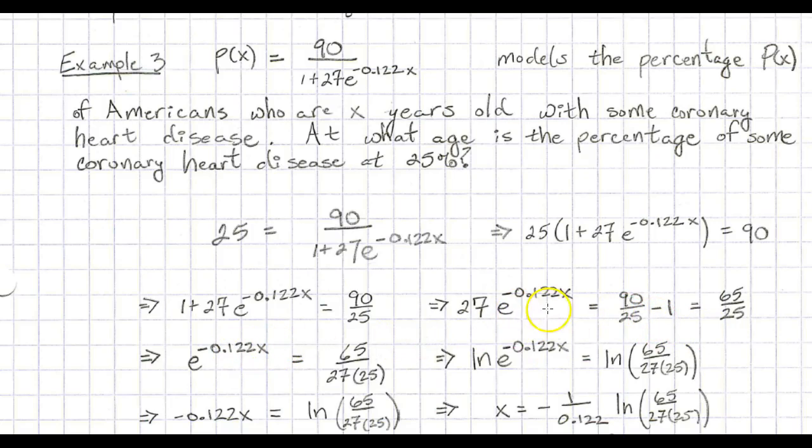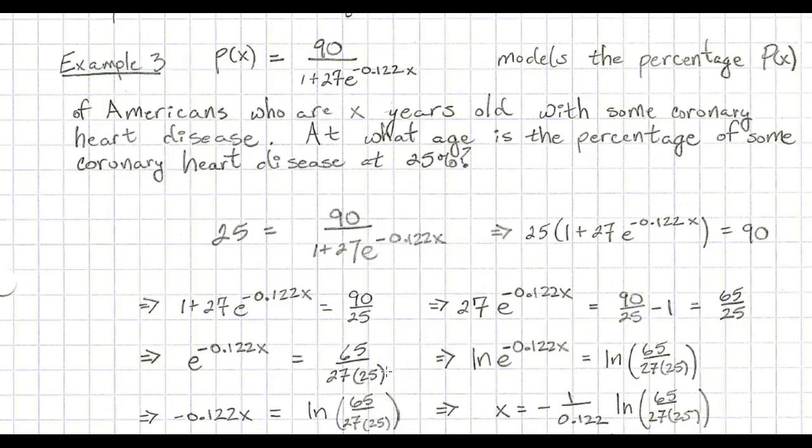Subtract 1 from both sides. 90 over 25 minus 1 is 65 over 25. 1 is 25 over 25, so you get 65 over 25. Then divide both sides by 27. So e to the minus 0.122x equals 65 over (27 times 25).